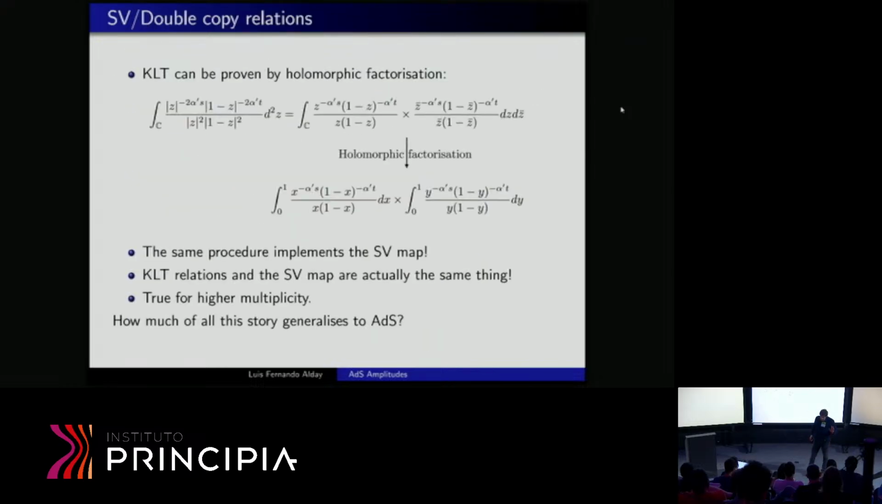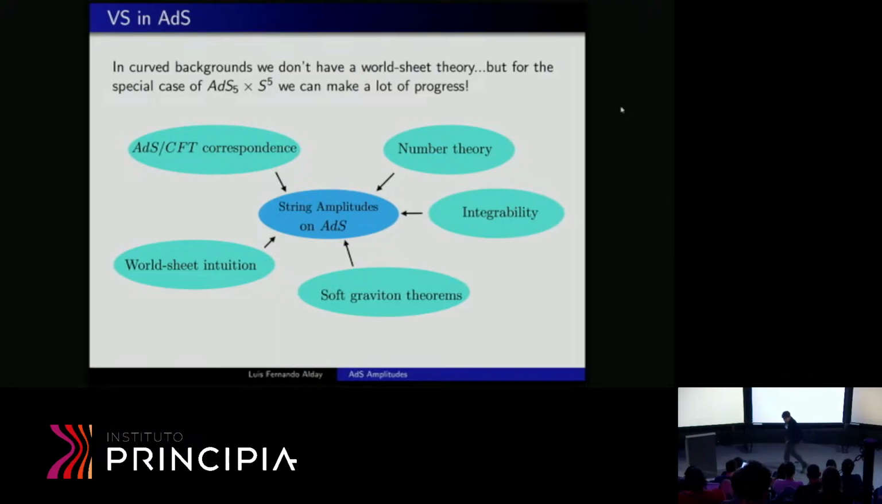Okay, so now in curved backgrounds, in the presence of Ramond-Ramond backgrounds, in general we don't have a worldsheet theory, so we are a bit screwed. But for the special case of AdS5 cross S5, we can make a lot of progress by using many ideas from many directions. We can use integrability, bootstrap ideas, number theory, and that's what I will describe in the second half of my talk, okay?